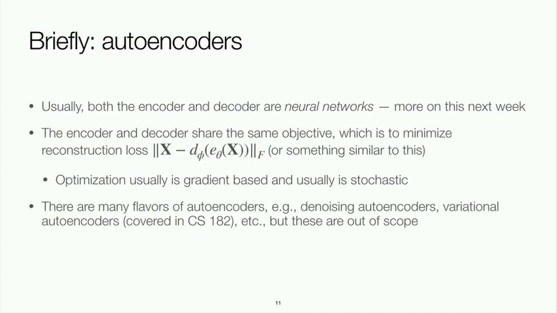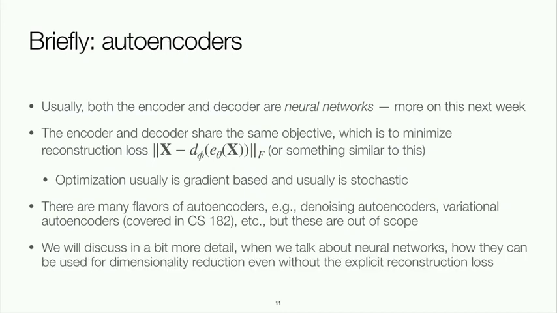There are many flavors of autoencoders. Essentially, people take the same thing and define different objectives or maybe slight architectural changes, things like this. There are things like denoising autoencoders, and something very popular in the last, I don't know, 8 years or so, called Variational Autoencoders, VAEs. That's something that's covered in the deep learning class CS182 if you're interested. These flavors of autoencoders are out of scope of this class. We're not going to talk in a lot of detail about these things.